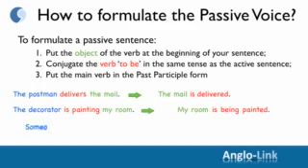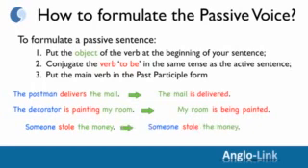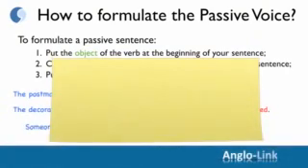One more example. Someone stole the money. Get rid of the subject. Put the object at the beginning, the money. Conjugate the verb to be in the past simple tense, was, and change stole to the past participle form, stolen. The money was stolen.